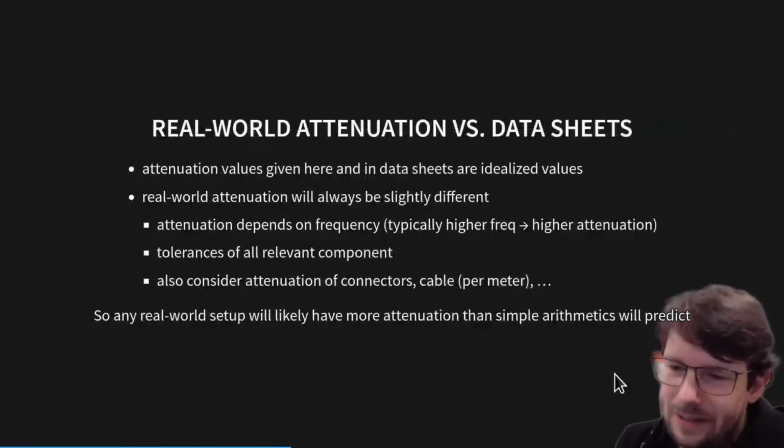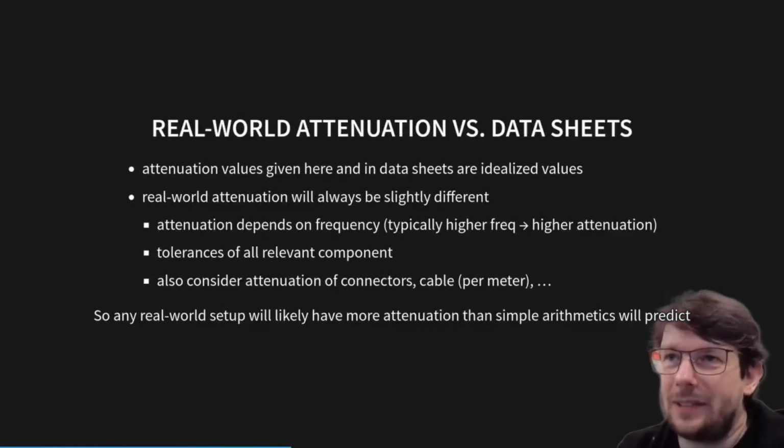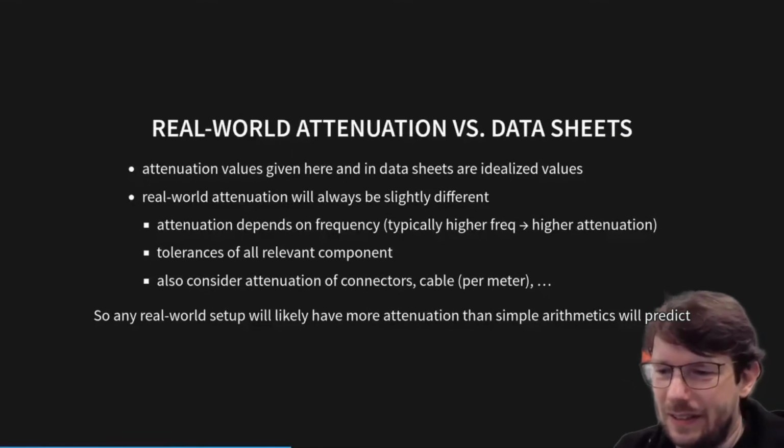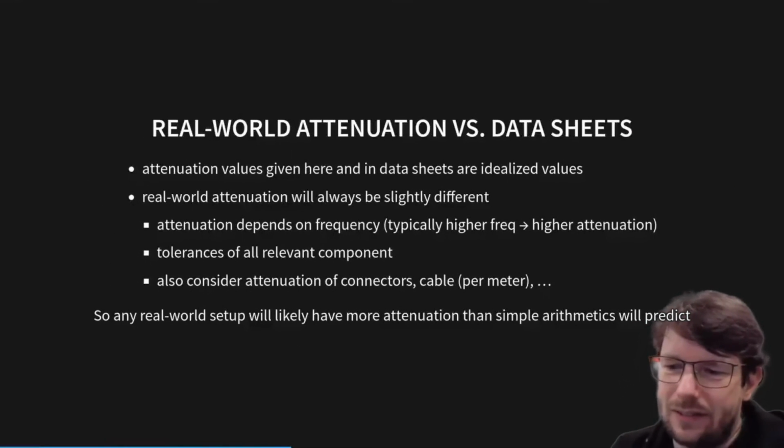The other topic to always keep in mind is that the real world is not as it's stated on the data sheet. The attenuation values given here in the computations and also in data sheets of products are idealized values, and the real world attenuation will always be slightly different. On the one hand, because the attenuation always depends on the frequency. Typically, higher frequency means higher attenuation. If you look at the data sheets, you will see frequency plots that show on the x-axis the frequency, and on the y-axis the attenuation level, and that will change over frequency.